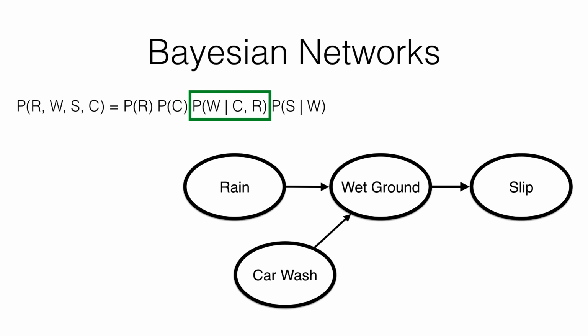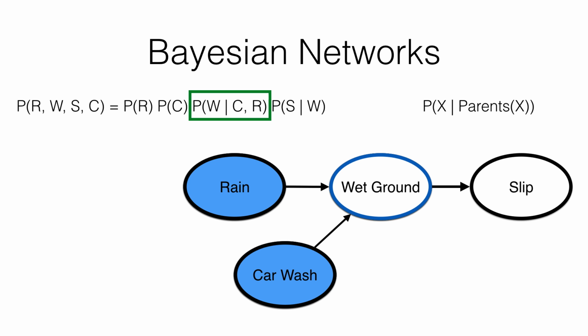Another way to characterize how a Bayesian network translates into a factorization of a joint probability is that, in general, the probability of X is conditioned on the parents of X. Here X is wet ground. We look at what the parents of X are, in the graph theoretic sense, where these are the nodes that have directed edges coming into this variable. So what are the parents of wet ground? Rain and car wash are the parents. These are the variables that determine which conditional probability we're going to use.